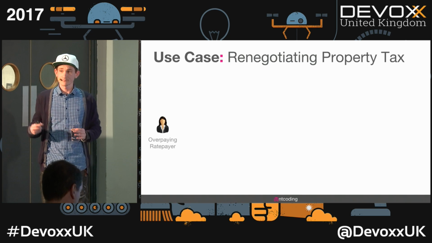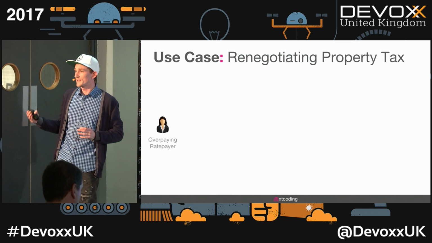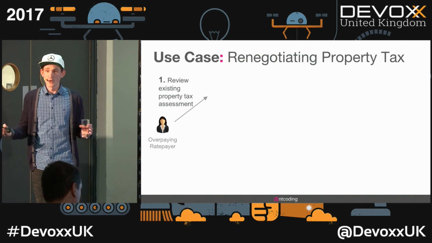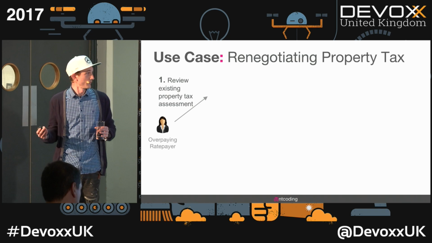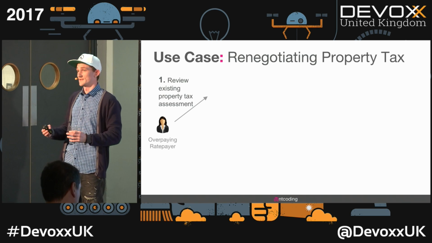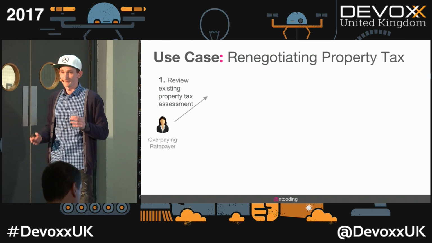But again, we start with our user. What are they trying to achieve in this core use case? In this case, I'm an overpaying ratepayer. The first thing I want to do is review the information held about my businesses so I can check if it's correct or not.